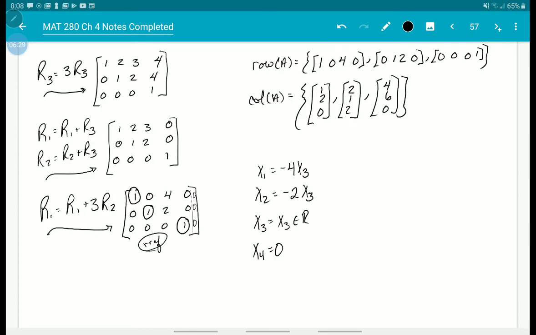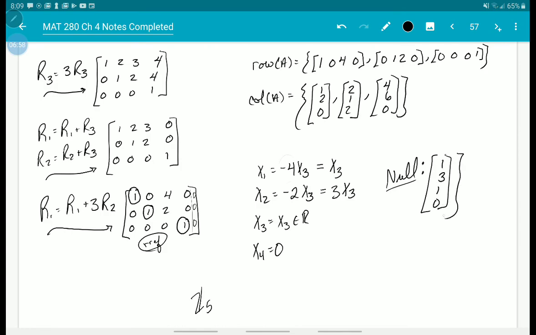Now, remember we're under Z5. Under this world, a negative 4x3 doesn't make sense. But what does make sense is x3. So you have to mod that number in front. Same thing here. We have to mod that negative 2, so that becomes a 3x3. So then our null space is the vector 1, 3, 1, 0. How cool is that?